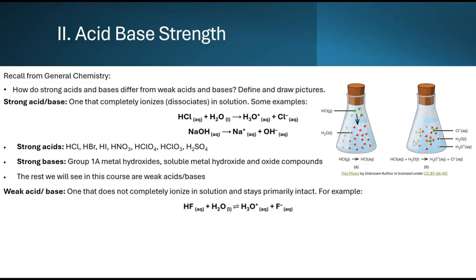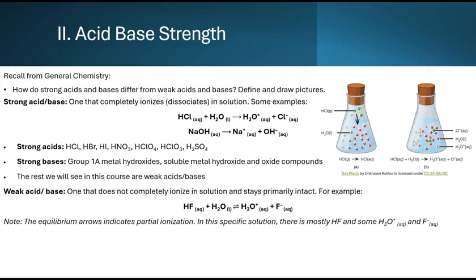For example, hydrofluoric acid in water does not break apart into hydronium and fluoride. For the most part, it stays intact as HF, surrounded by water molecules interacting primarily by hydrogen bonding. The equilibrium arrows indicate partial ionization, but for this very specific solution, there is mostly HF and a little bit of hydronium and fluoride. That's going to be true with any weak acid or base. We have equilibrium towards the reactants.